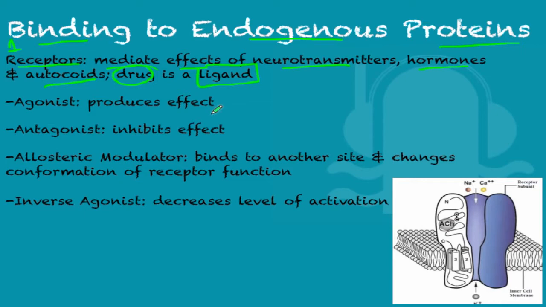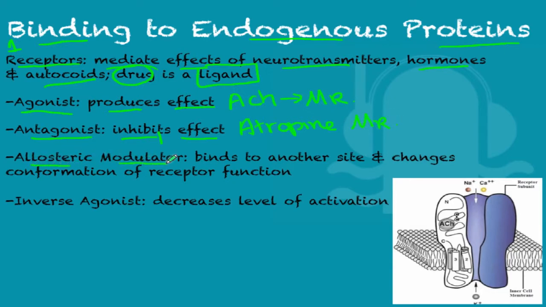Okay, so the several subtypes of drug or types of ligand that bind to this receptor is firstly an agonist, and this produces an effect. So for example, acetylcholine binds to the muscarinic receptor. Then we have antagonists which inhibit the effect. For example, atropine. And these bind also to muscarinic receptors.